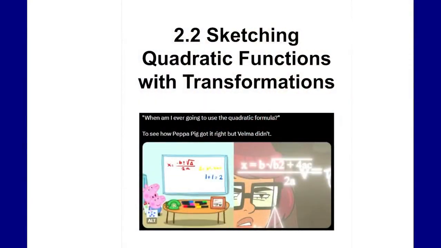In today's lesson, we are going to be looking at sketching quadratic functions with transformations. In the previous lesson, we did a little bit of an investigation where we looked at how the transformations affect our quadratic, or the base form, or the most basic form. And now we're going to be looking at sketching these transformations given a transformed function.